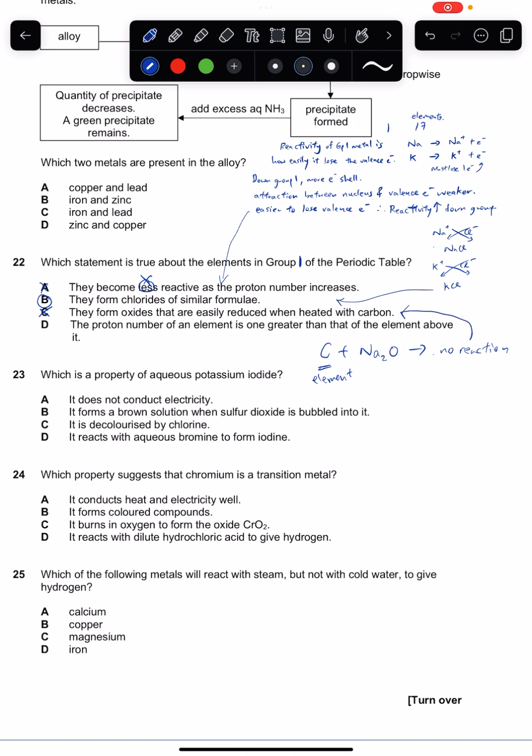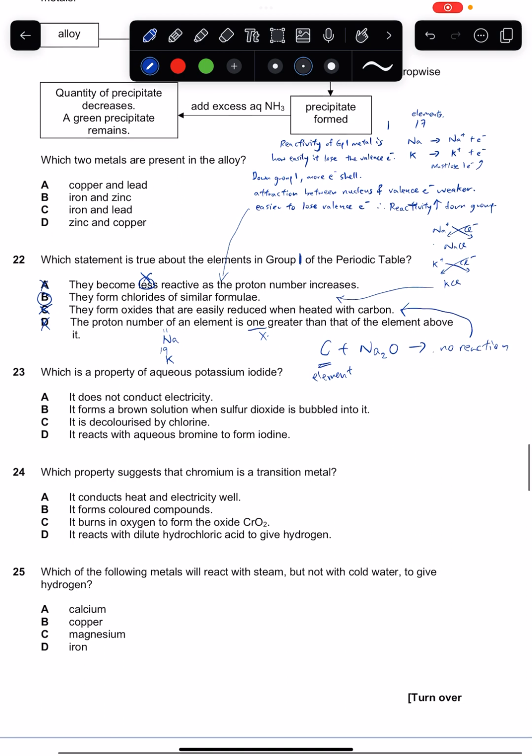Why is it wrong? Let's look at option D. The proton number of the element is 1 greater than the one above it. If you look at the periodic table, sodium proton number is 11. Right under it, you have K, which is 19. 11 to 19 is a difference of 8. Where does the 1 come from? So D is wrong. So the answer is B. Alright.